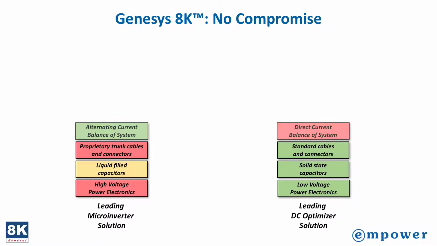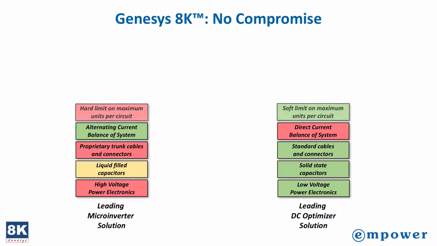Attribute 4. Electrical balance of system. Microinverter solutions benefit from using a standard household alternating current electrical balance of system, which makes design and installation of microinverter systems readily accessible to a broad community of general electricians. DC optimizer solutions require specialized high-voltage direct current electrical balance of system, restricting access to installers having specialty-trained and skilled professionals.